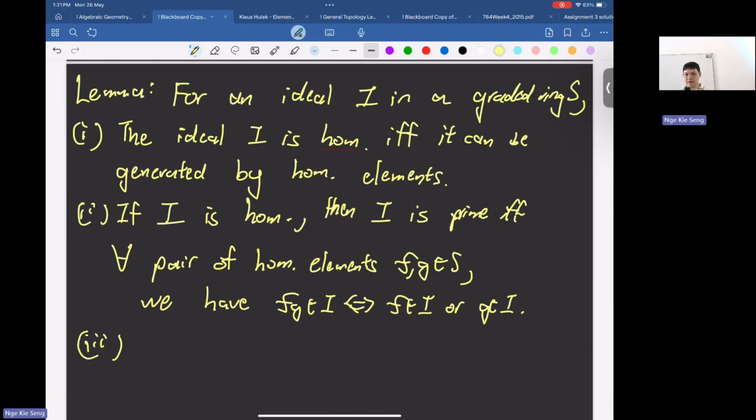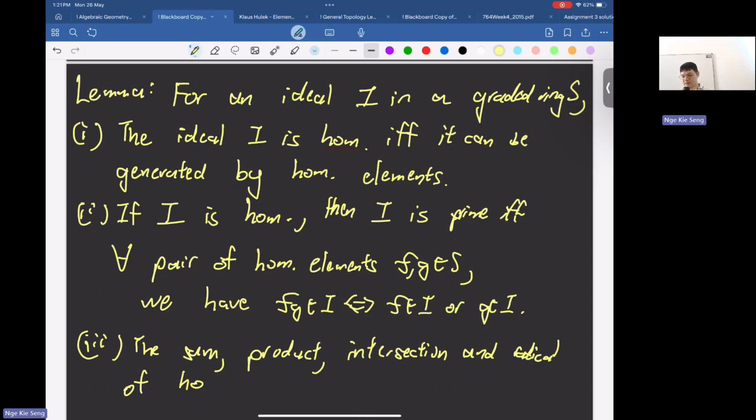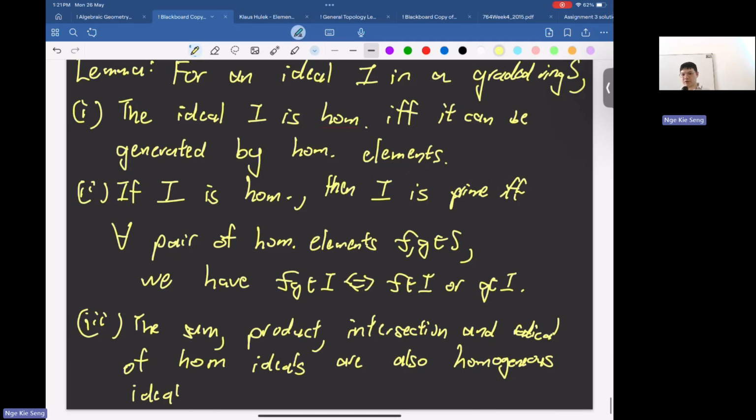Last one is sum, product, intersection, and radical of the homogeneous ideal are also homogeneous. Moreover, actually, they are just also ideals. So homogeneous ideals behave well under the operations we had on our ideal of a set of points.